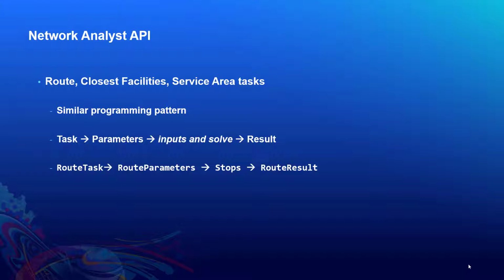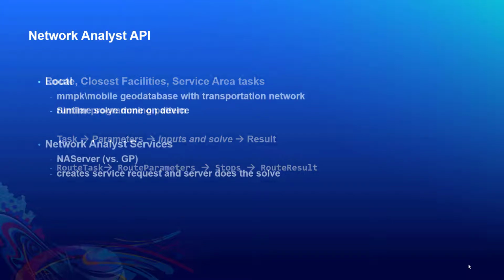Then you create a default parameters object from that task object, and that parameters object's values will be based upon the network data set that the task object is pointing to. You then update that parameters object by adding in inputs, and you can change the default values. And then you solve and you create some sort of result object, be it a route result or a service area result or a close facility result.